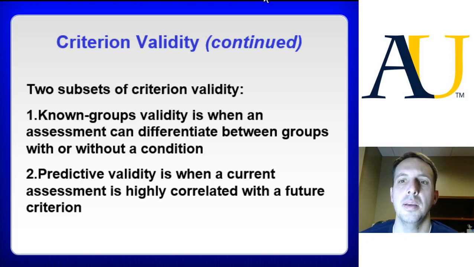Compare that to predictive validity, which is the ability to assess the potential for future injury or different things of that nature. So it's really the idea of whether or not we can differentiate between those with and without a condition, or whether or not we can predict those individuals that might suffer the condition in the future.